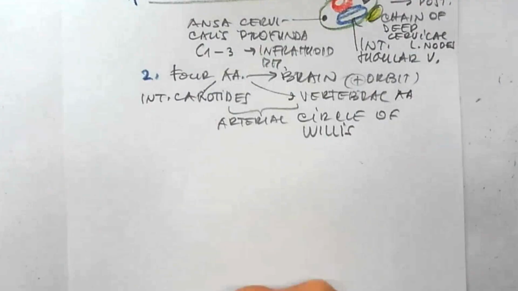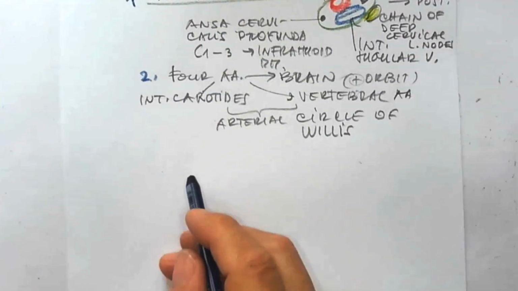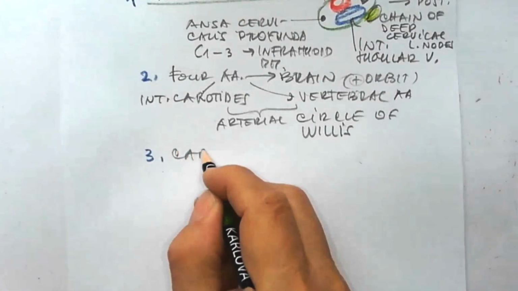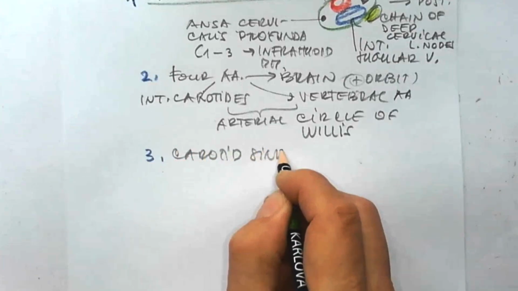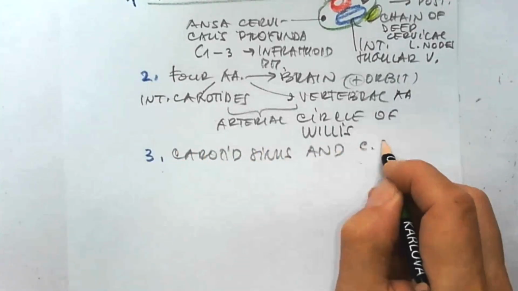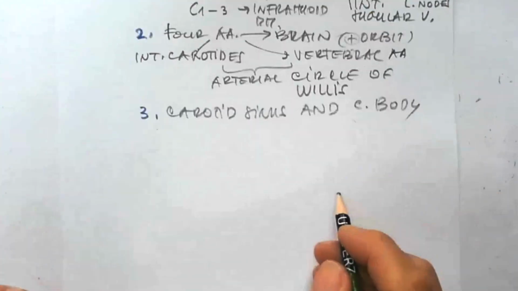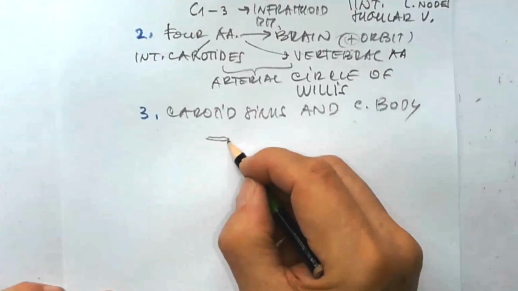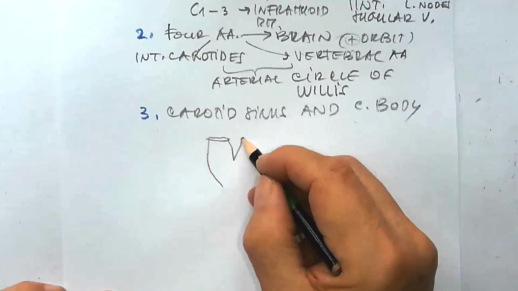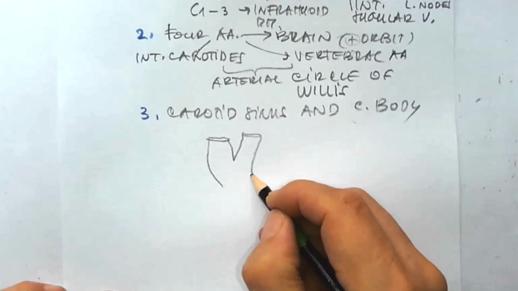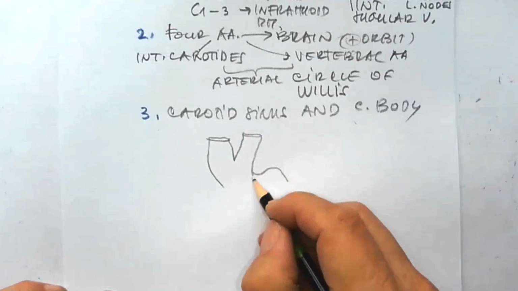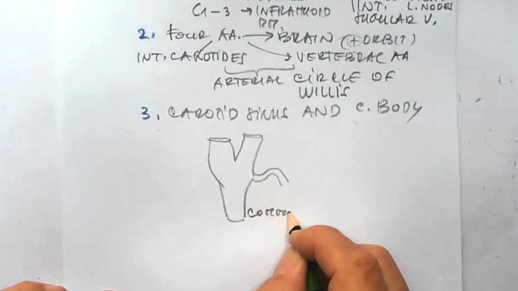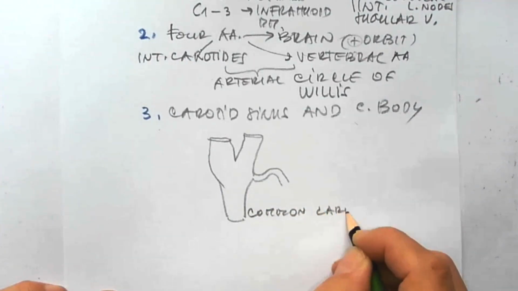Done. The next structures are the carotid body or carotid sinus, and carotid body. What does it mean? The structures are situated in the neck. We have to draw a simple sketch, looking at the common carotid, this is the common carotid. We are looking at the common carotid artery.